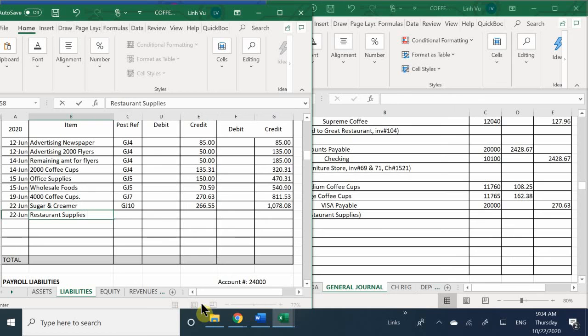General Journal 11. And total amount is for 270.63. We're gonna put it on the credit side. Good. And then the balance is 1348.71. Good.